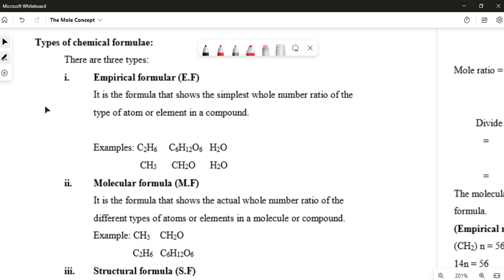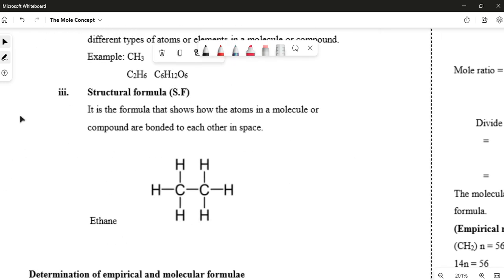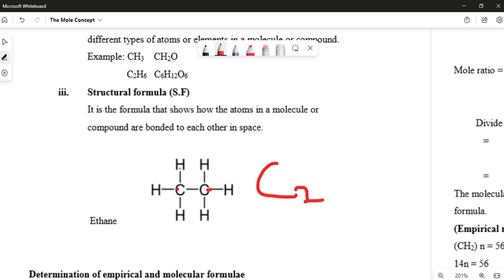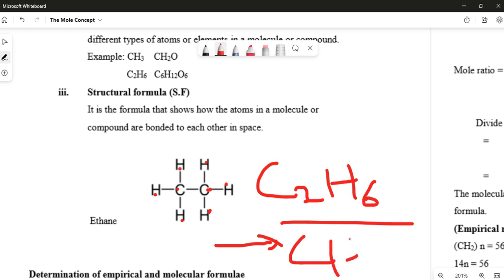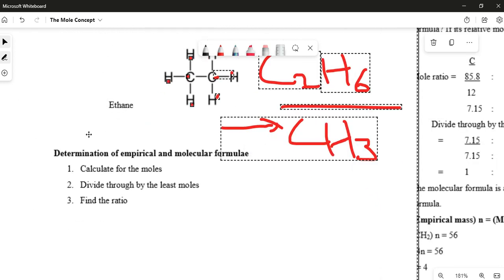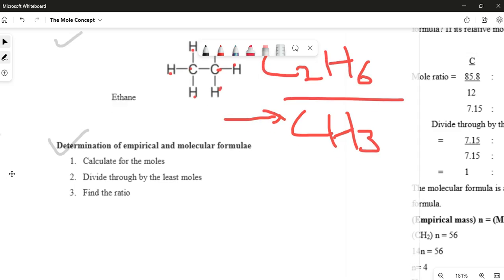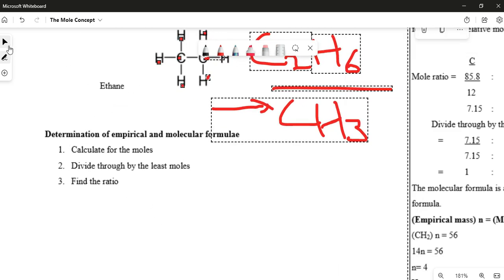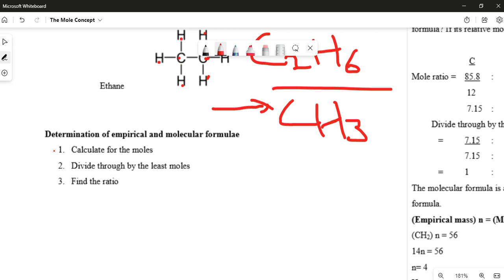Structural formula is just displayed over here, so you can just count. So C2, 1 2 3 4 5 6, H6. This was our molecular formula earlier, so this can be written as CH3 in empirical formula. Easy, makes sense. Let's move on. Determining empirical and molecular formula: first of all, you calculate the moles, divide them through by the least mole, and then find the ratio.